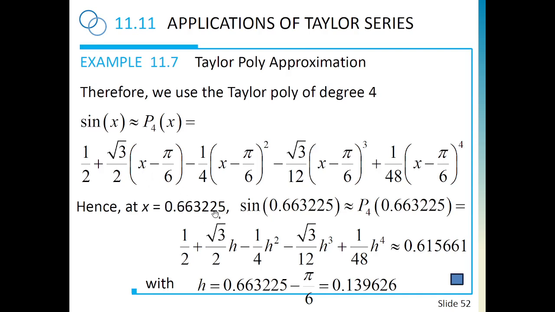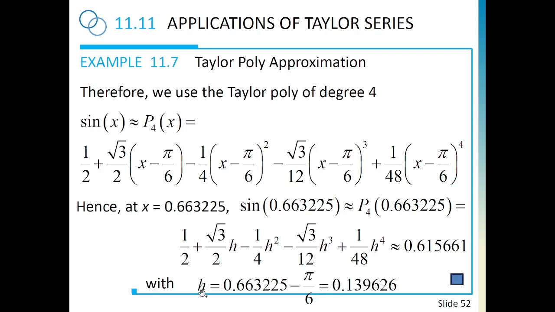So we just plug x equal to this in the entire formula. Here I simplified the situation a little bit because we have x minus pi over 6. Since x is all this number here, we need to subtract pi over 6. So the work is done here.